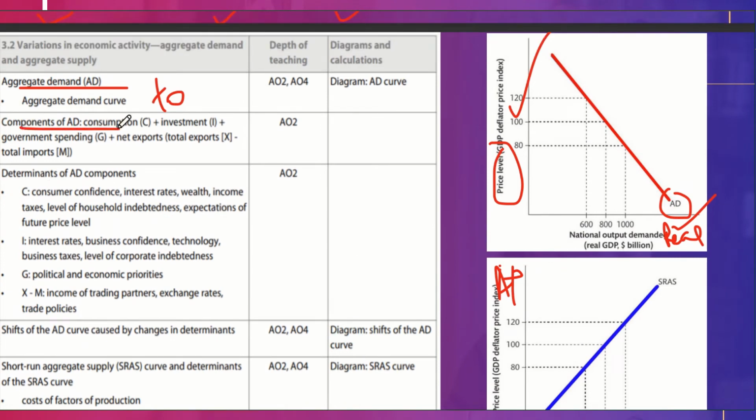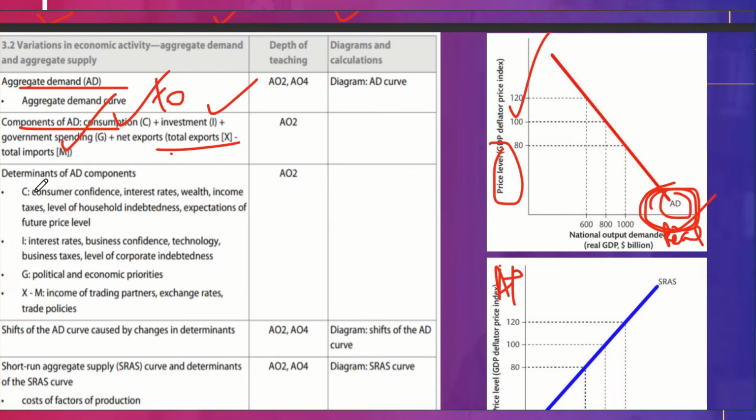And the components of aggregate demand. In order to calculate aggregate demand, what are the components? Consumption plus investment plus government spending plus exports minus imports, C plus I plus G plus X minus M. This is the thing. Okay, this aggregate demand is calculated based on consumption plus investment plus government expenditure plus export minus import. So those are said to be the components of aggregate demand.